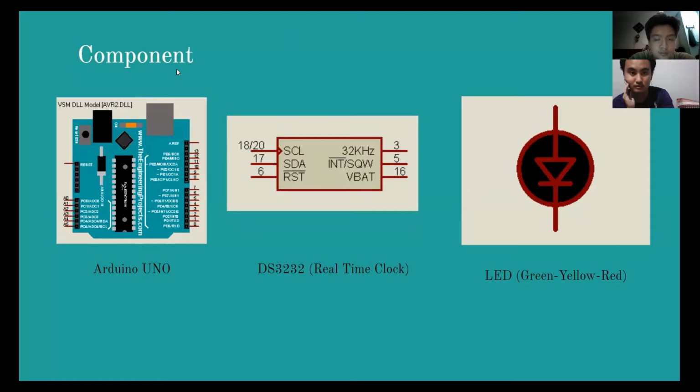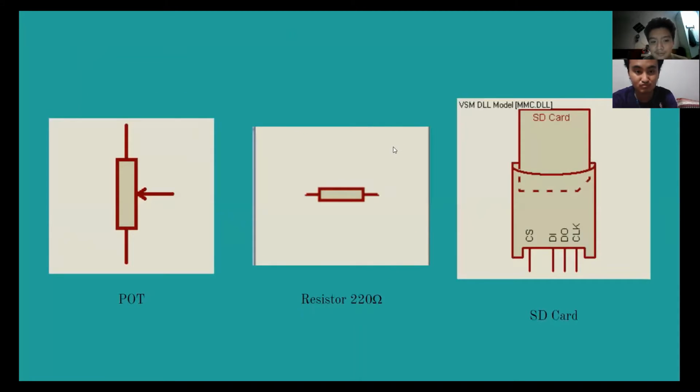Okay, these are the components that we use in this project. The Arduino Uno we use as the development board, and to produce the time, we use the real-time clock. For the traffic light, we use the green LED, yellow LED, and red LED. And next.